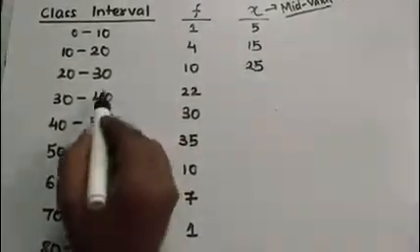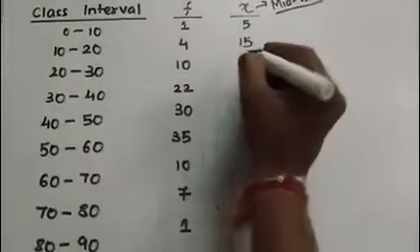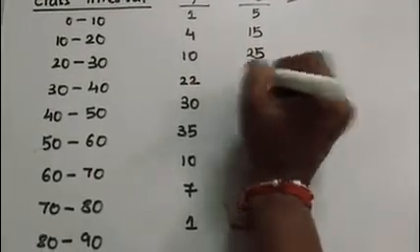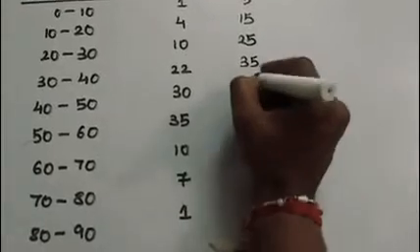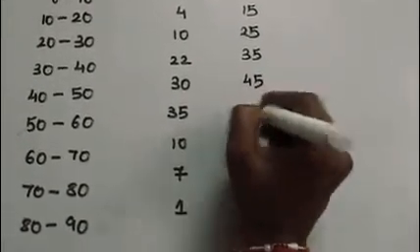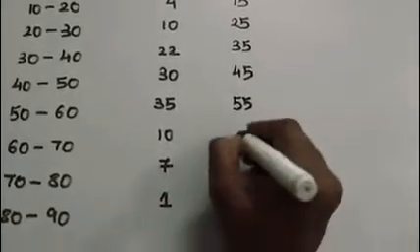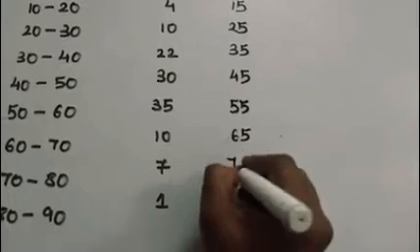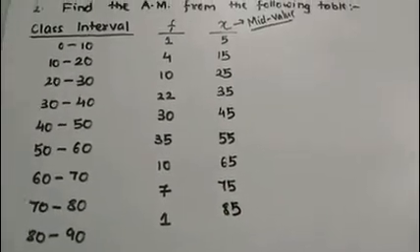What is the class length? 40 minus 30, 10. Just 25 plus 10, 35. Next one, 45, 55. Or simply we can use the formula, 60 plus 70, 130 divided by 2, that is 65. 75, 85. So we have just found the x.